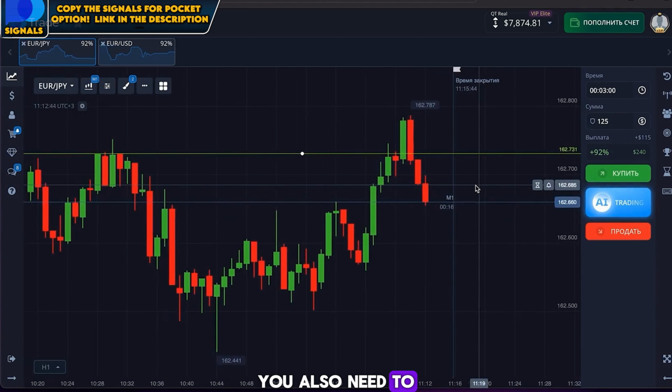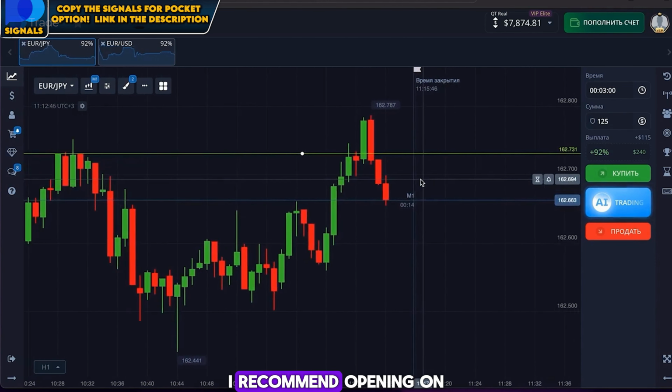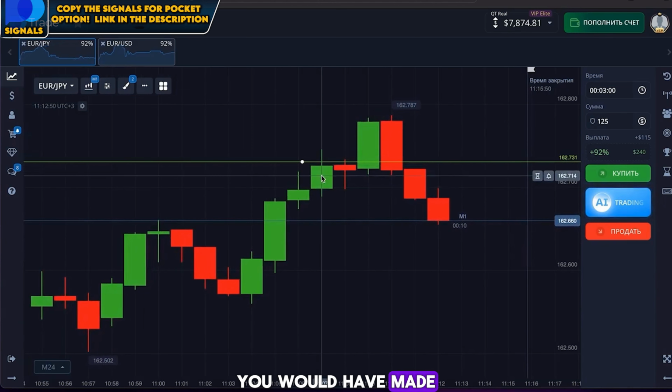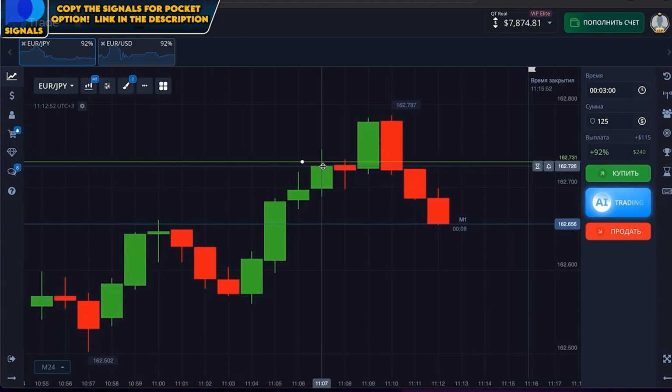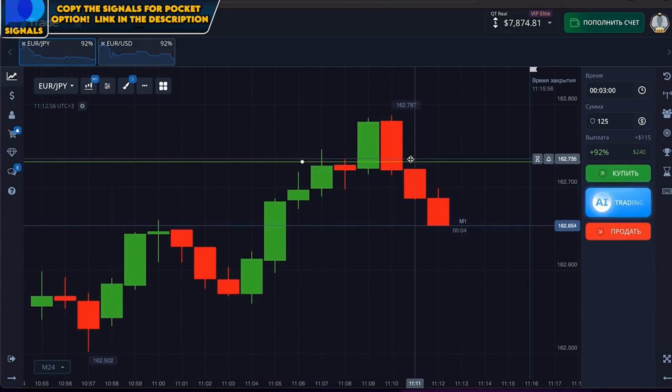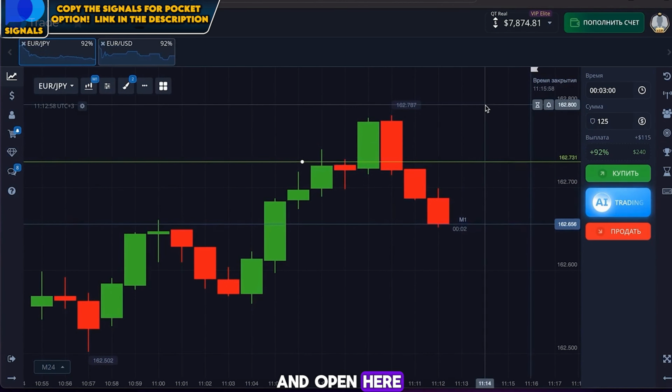Here you also need to open carefully. I recommend opening on this candle. If you had opened on this candle, you would have made profits on all 3 trades. For now, we have 1 profit and 2 losses. We need to try to catch the moment and open here.